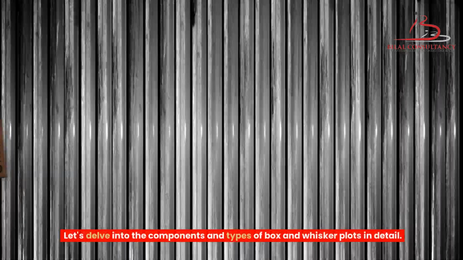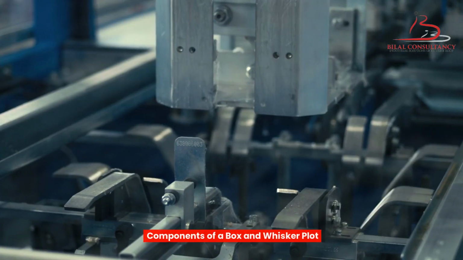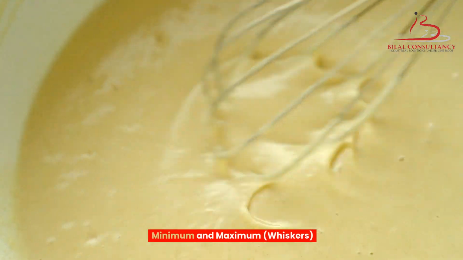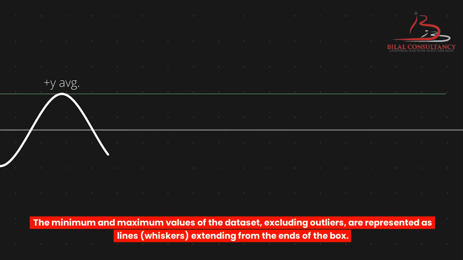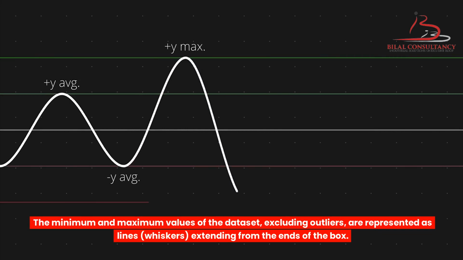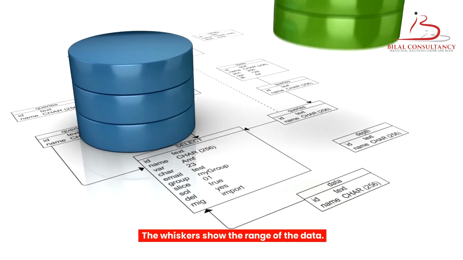Let's delve into the components and types of box and whisker plots in detail. Components of a box and whisker plot. Minimum and maximum, whiskers. The minimum and maximum values of the dataset, excluding outliers, are represented as lines, whiskers, extending from the ends of the box. The whiskers show the range of the data.